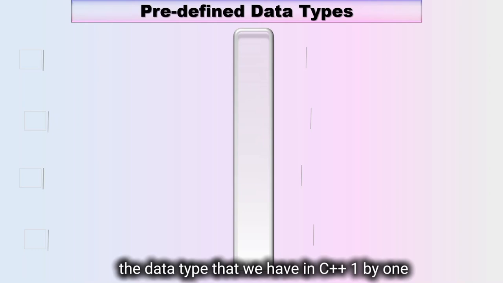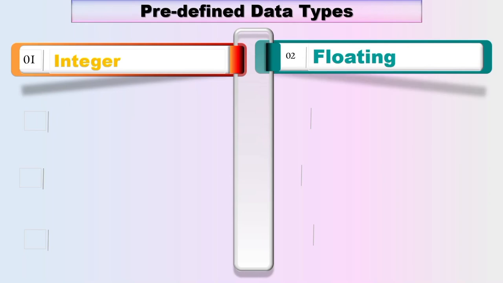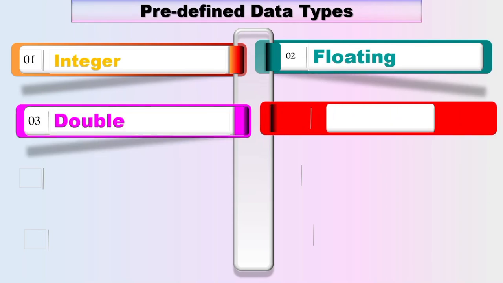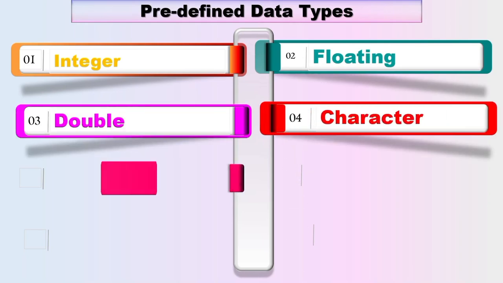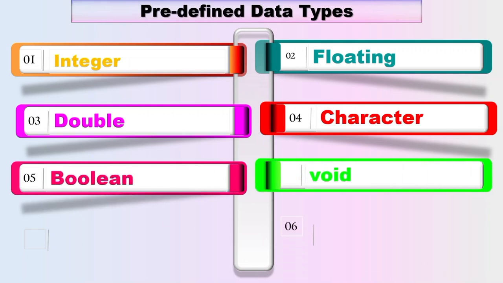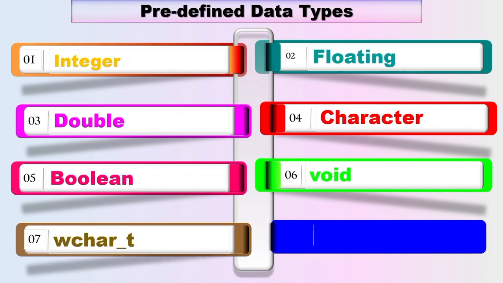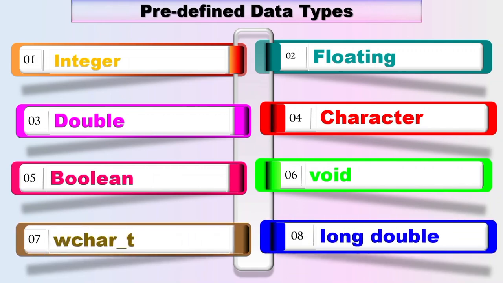To begin, we have integer, float, double, character, Boolean, void, wchar_t, as well as long double. So now, let's look at each predefined data type in detail, one by one.